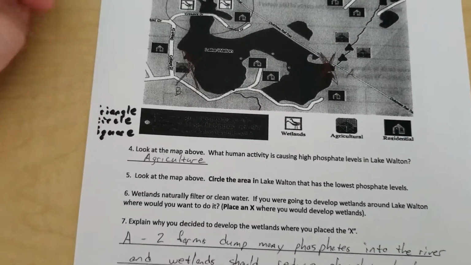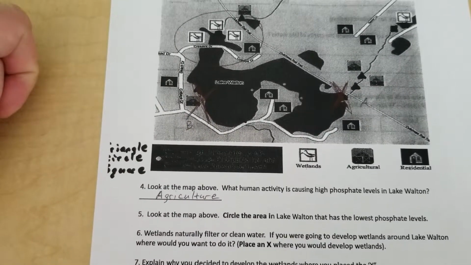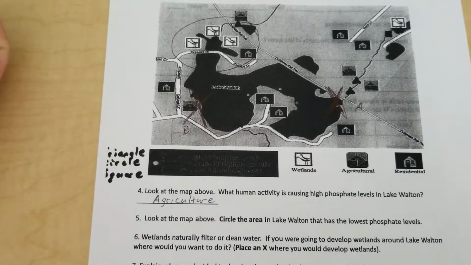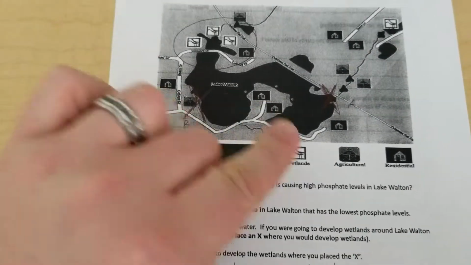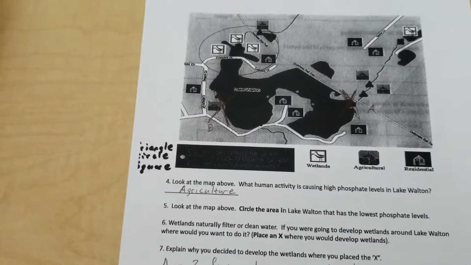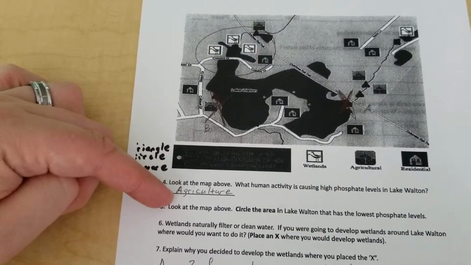Triangle, circle, square. Tough to read right here in particular. The triangle is low phosphate, the circle is mid-level phosphate, and the squares are high phosphate. Wetlands, agriculture, and residential. Look at the map above. What human activity is causing high phosphate levels in Lake Walton?